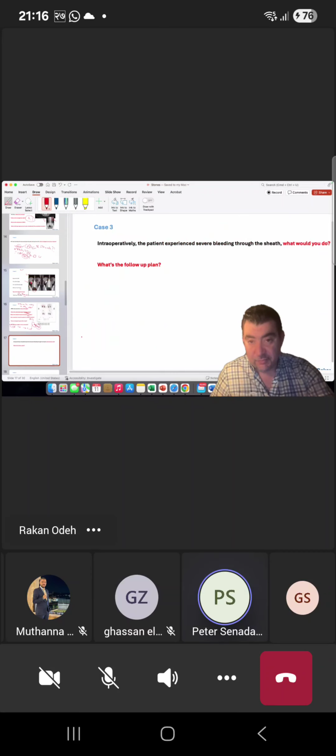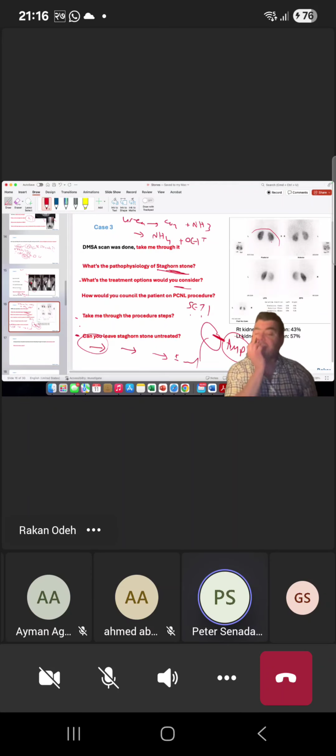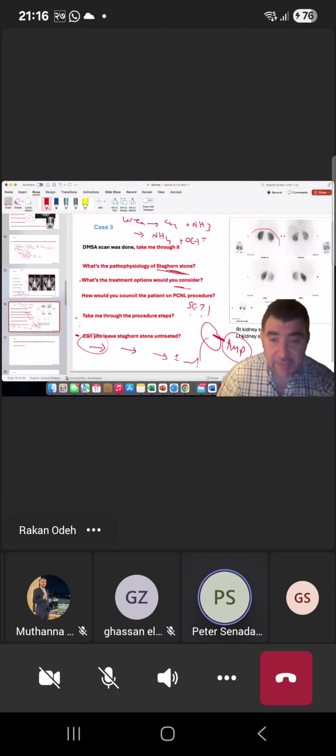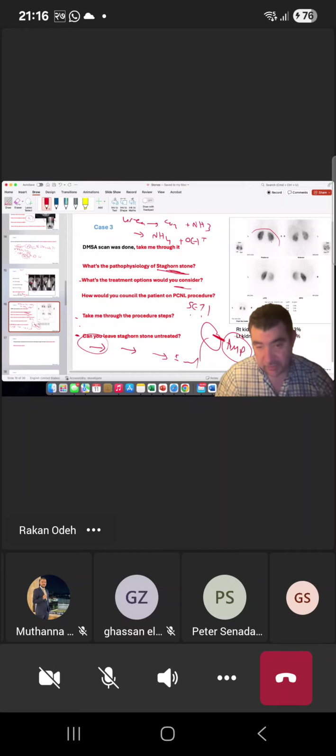Yeah. Can I ask just a question about the DMSA scan, because I said I haven't studied it. So is it enough just to say it's showing that the split function is like 43 and 57? That's enough for the stone station, obviously. But obviously you need to study the DMSA scan for the technology station. It's a very common question.